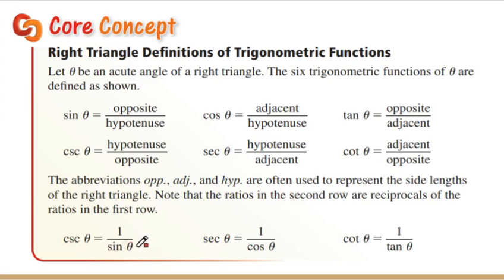Or cosecant can also be expressed as 1 over sine theta. Same thing with secant. It is the reciprocal of your cosine, hypotenuse over the adjacent. Cotangent is the reciprocal of your tangent, which is adjacent over opposite side.